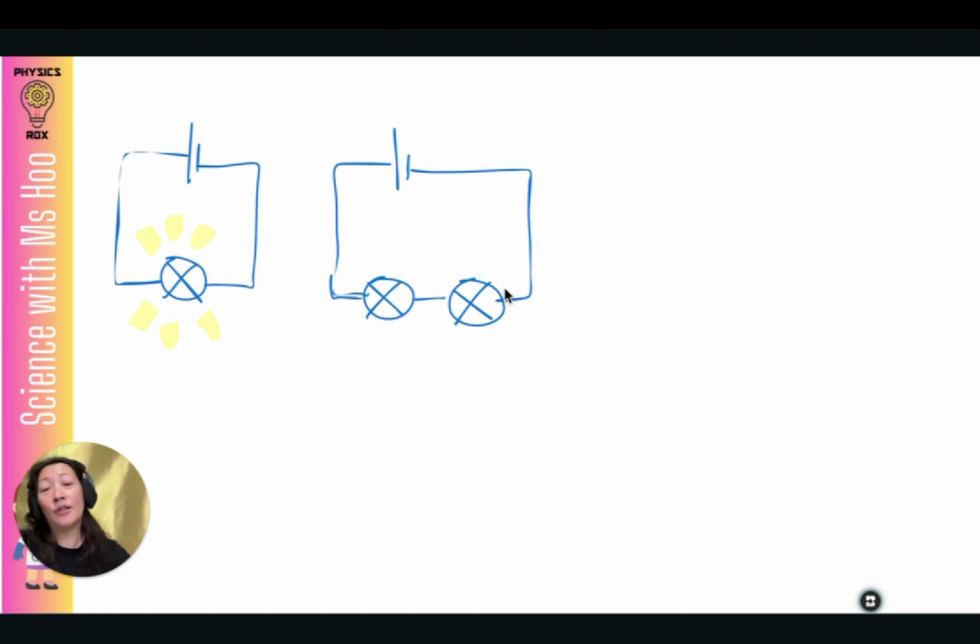So that's right, the electrical energy now needs to be shared between two lamps, which means that the lamps will not be able to light up as brightly as the lamp in the first circuit. So can they still light up? Yes, but probably not as bright.